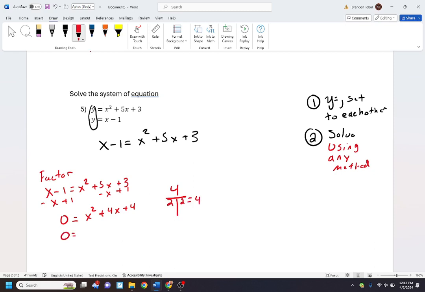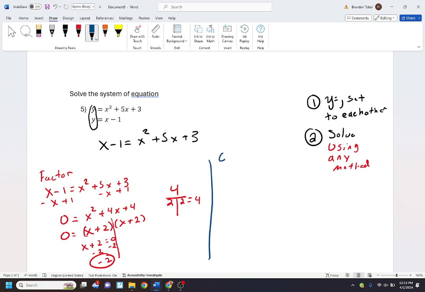So 0 equals x plus 2, x plus 2. Then I have to split and solve for each one. Lucky for me, they're the same thing on both sides. So x equals negative 2. That's one way to do it.